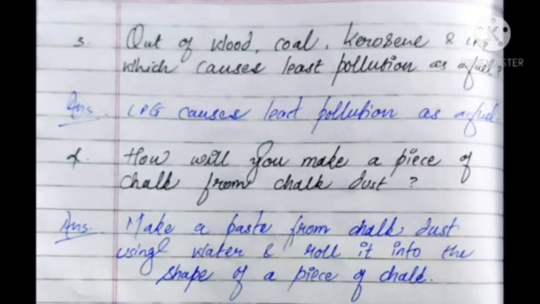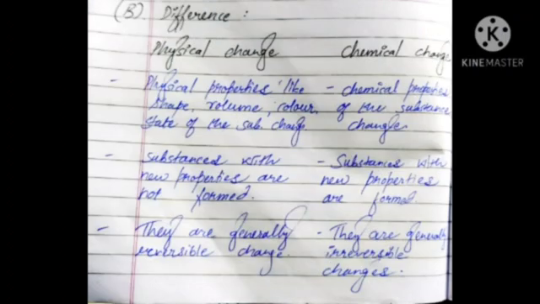Fourth question is how will you make a piece of chalk from chalk dust, and the answer is make a paste from chalk dust using water and roll it into the shape of a piece of chalk. Now moving towards the differences, and the first one is physical change and chemical change. First point, in physical change, physical properties like shape, volume, color, state of the substance change. In chemical change, chemical properties of the substance change.